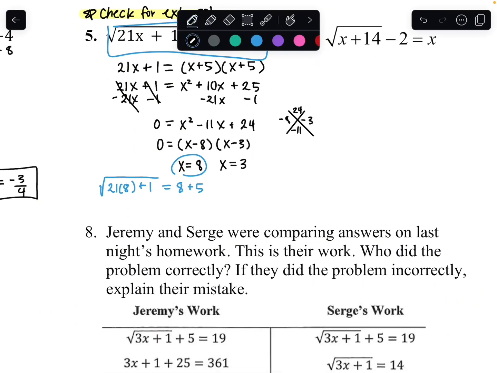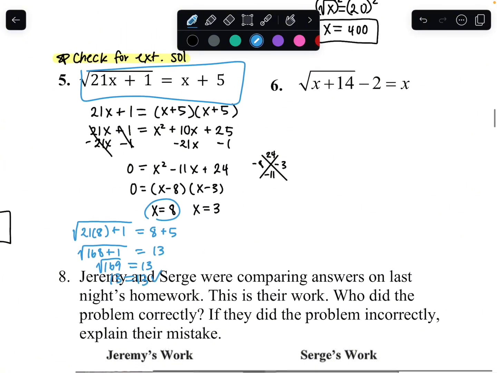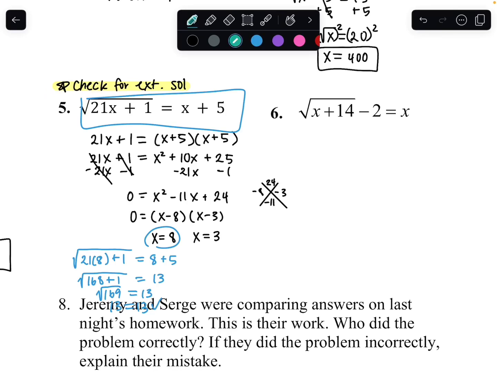And so this simplifies to square root 21 times 8 is 168 plus the 1. 8 plus 5 is 13. That gives me square root of 169 equals 13, which is a true statement. 13 does equal 13. Next, we're going to check x equals 3.